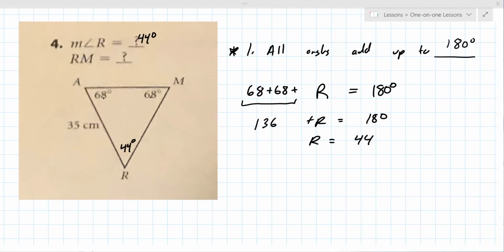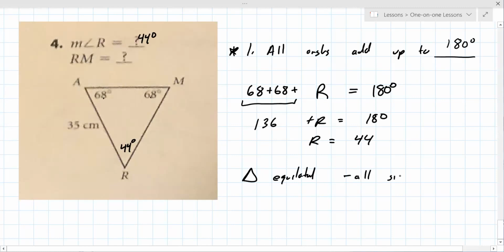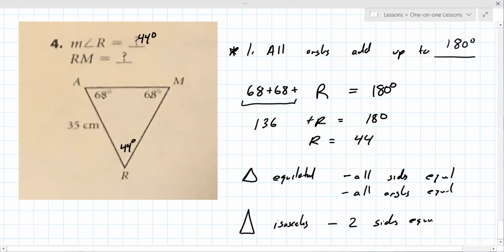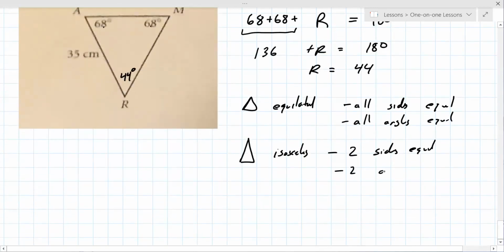The next thing is that this is a special kind of triangle. One of the kinds of triangles is an equilateral triangle. Equilateral means that all sides are equal, all angles equal. This one does not have all angles equal. It has two angles equal. This is an isosceles triangle. An isosceles triangle has two sides equal and two angles equal.